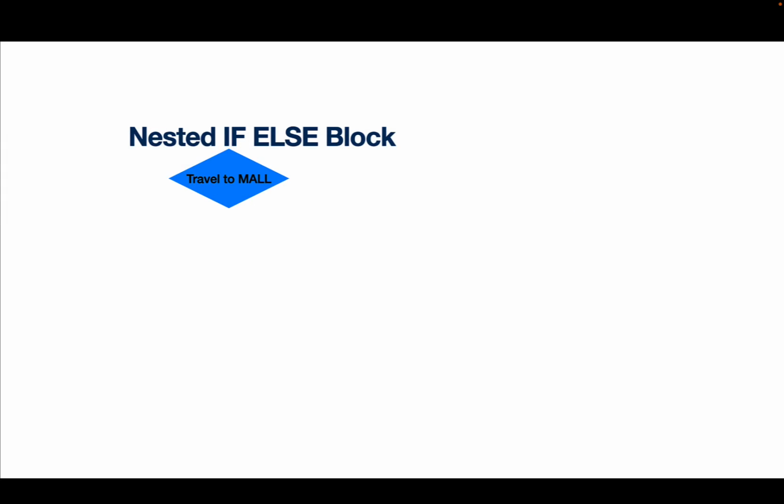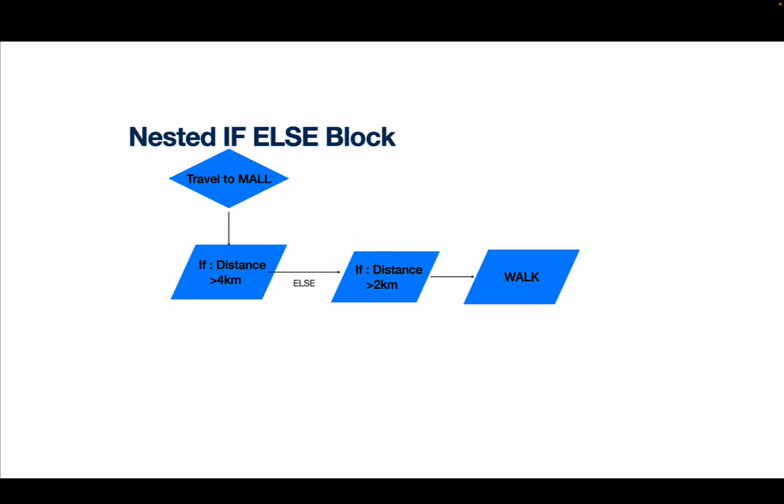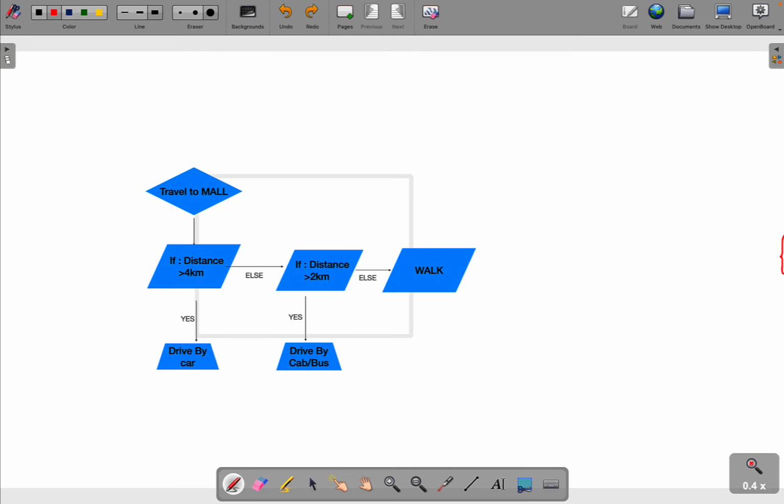Now suppose we want to make it more complex and add some more conditions in here. How will we do that? For that we have something called a nested if-else block. If you see the diagram here, we want to travel to the mall. This is the first scenario we check: if the distance is greater than 4 km and it's true, then you can drive by car. But if it's not true, that is, distance is less than 4 km, then we go into this else scenario and here we will check again.